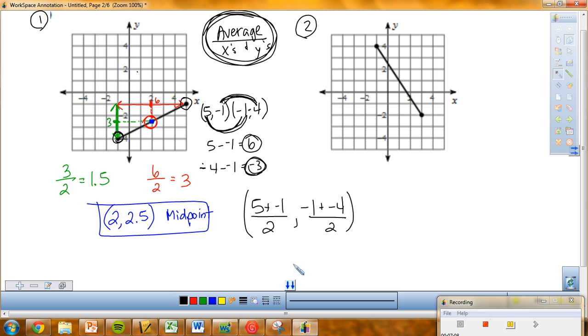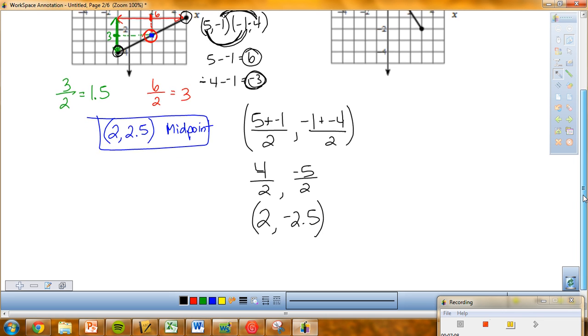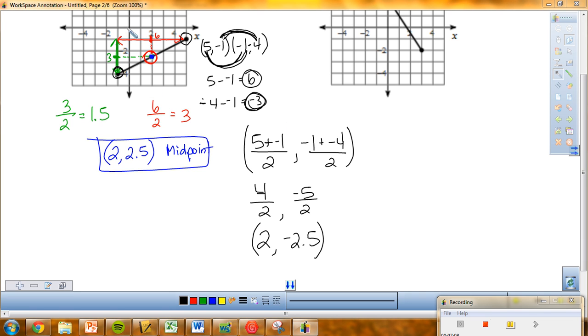Well, what's 5 plus -1? That's going to give me +4 divided by 2. -1 plus -4 is -5 divided by 2. And 4 divided by 2 is 2. -5 divided by 2 is going to be -2.5, which, when I plotted my midpoint, I went over 2 and down 2.5.